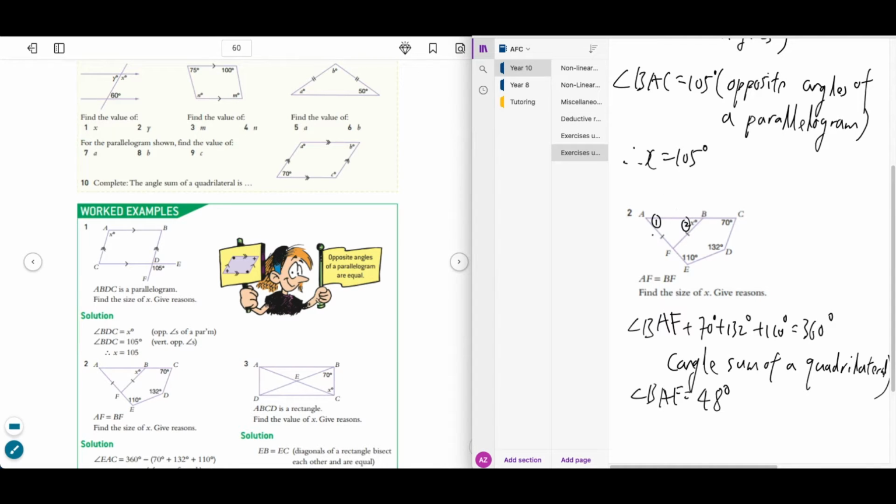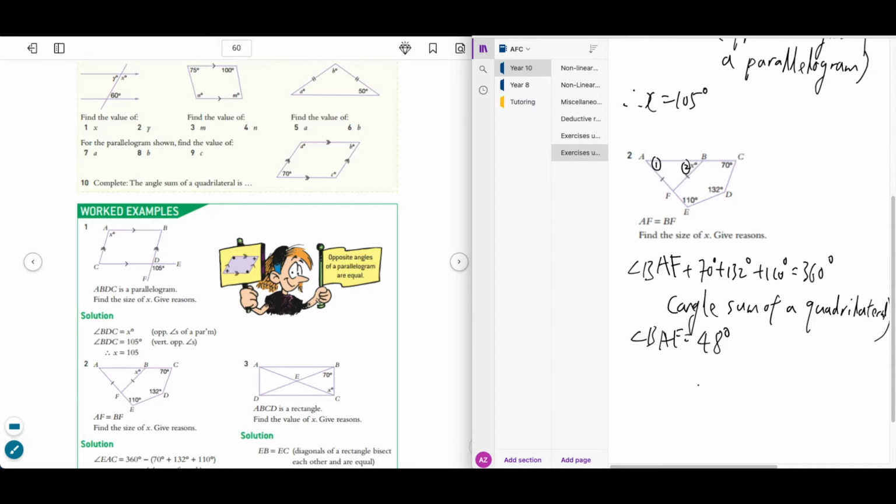Now, because we know that these two sides are equal, so we know that AF is equal to BF, then you can say angle ABF is also equal to 48 degrees. And the reason for that is it's a base angle of an isosceles triangle, right? Of isosceles triangle. Pay attention that I'm writing the full words for these reasons.